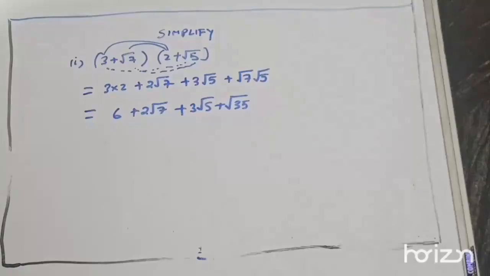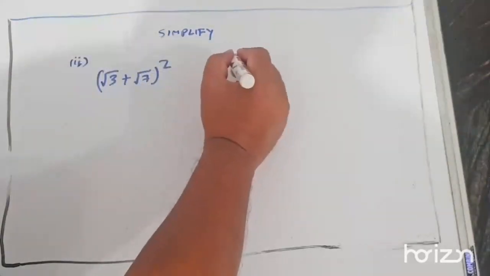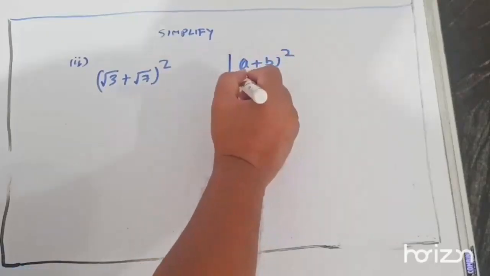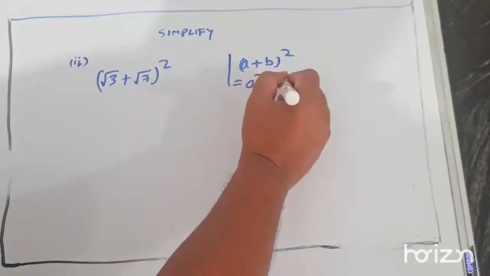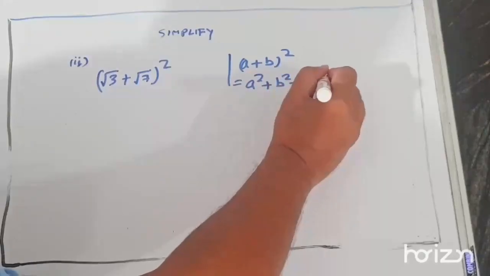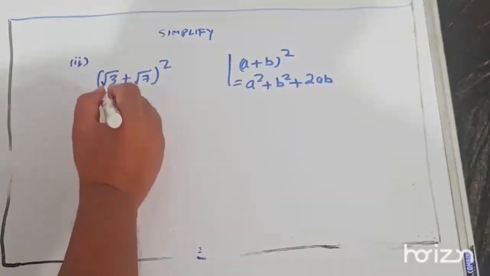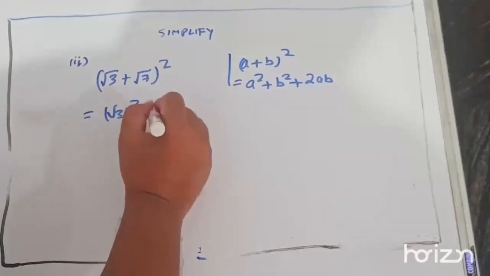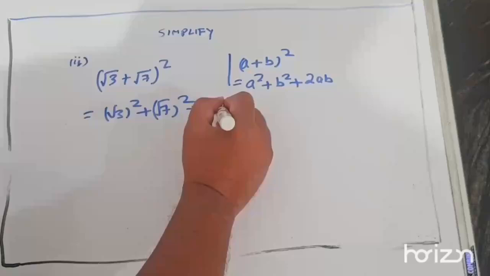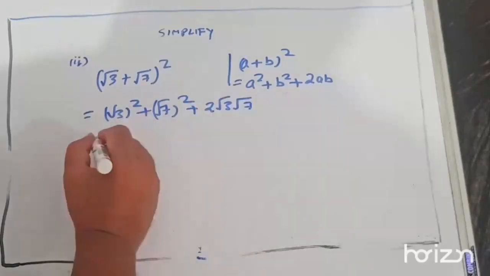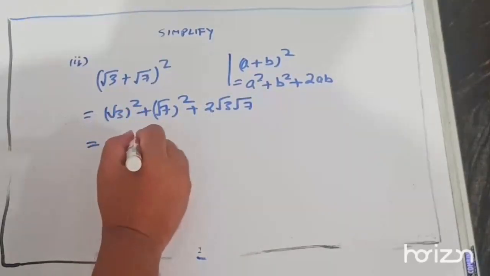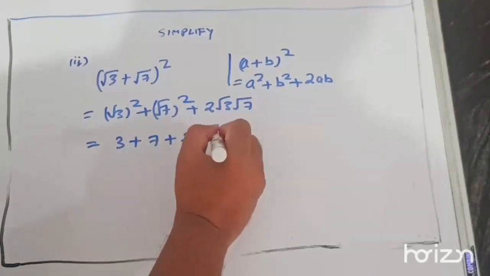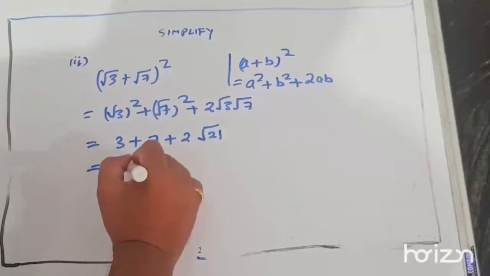Okay, so if somebody gives us root 3 plus root 7 whole squared, we remember the a plus b whole squared formula, which is a squared plus b squared plus 2ab. So you get root 3 whole squared plus root 7 whole squared plus 2 root 3 root 7, because root 3 is in the place of a, and root 7 is in the place of b. So root 3 whole squared is nothing but 3, root 7 whole squared is nothing but 7, 3 plus 7 is 10, so we get 10 plus 2 root 21.